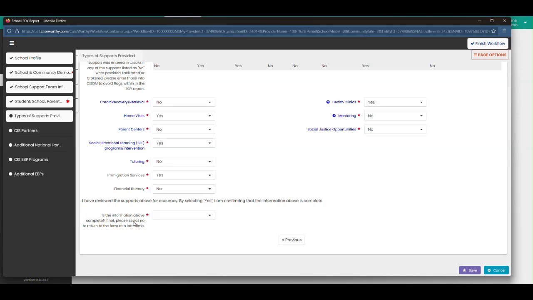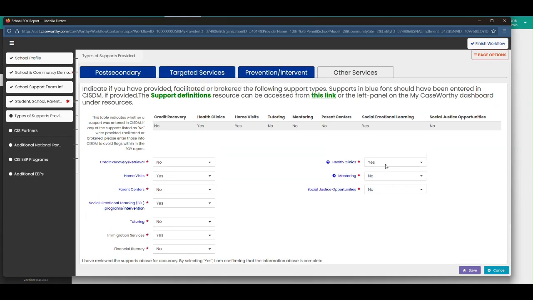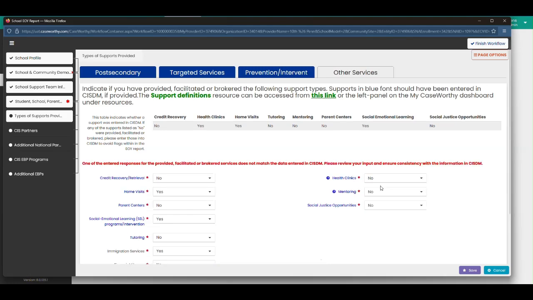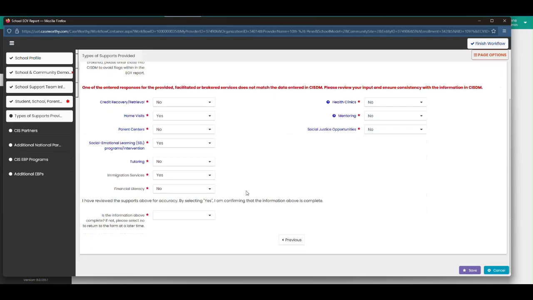Let's say that you said, okay, I'm not feeling good about this health clinic. I don't know what the health clinic support is, so I'm pretty sure I didn't do any support. So I'm going to put no. It's going to give you this pop-up. You can save it and you can move through, but you have to answer yes or no if it's confirmed.